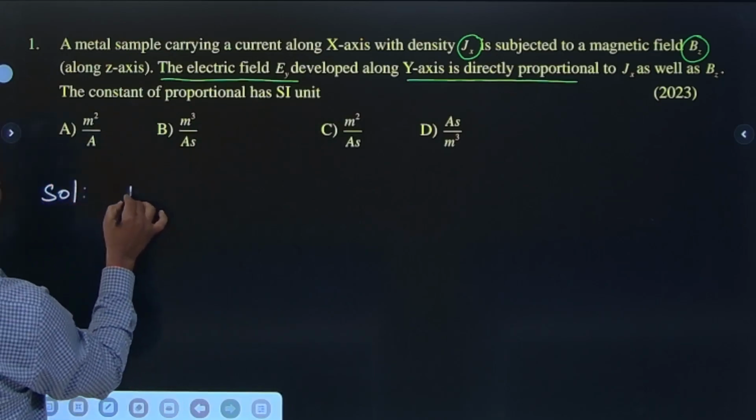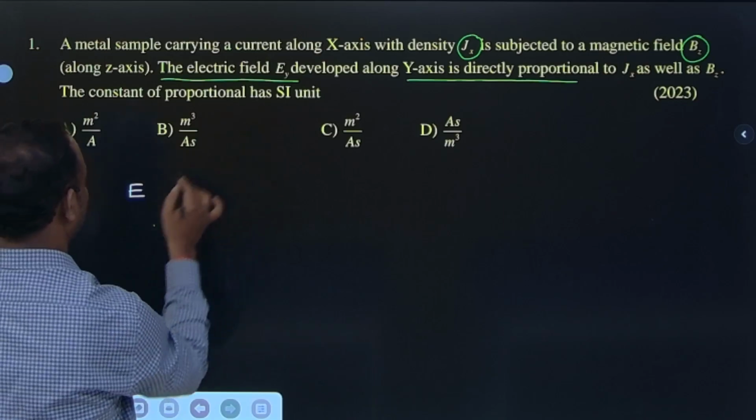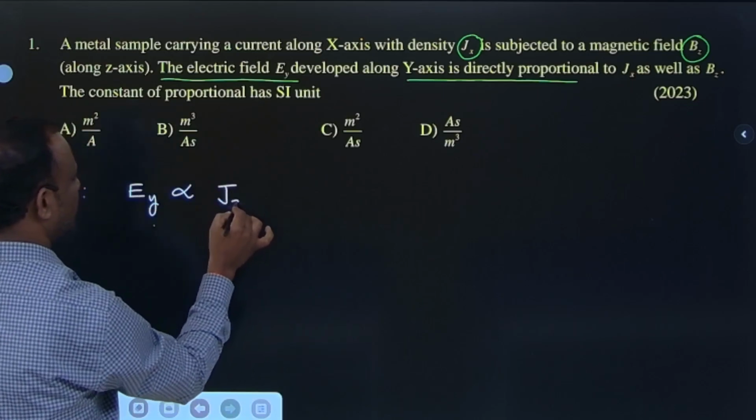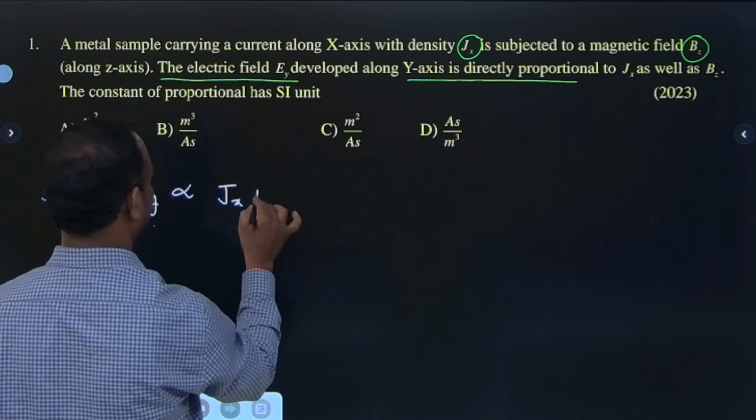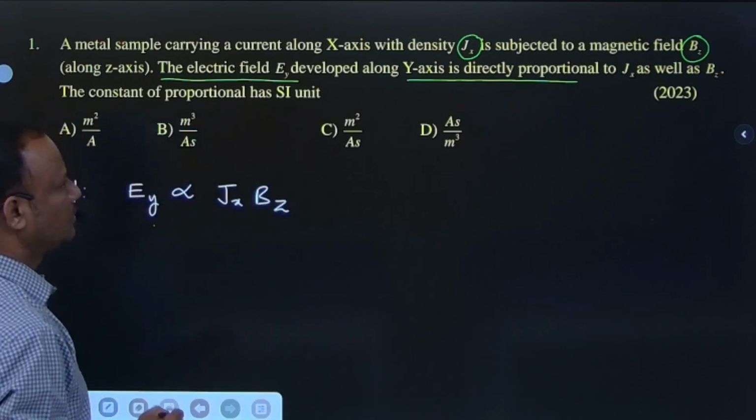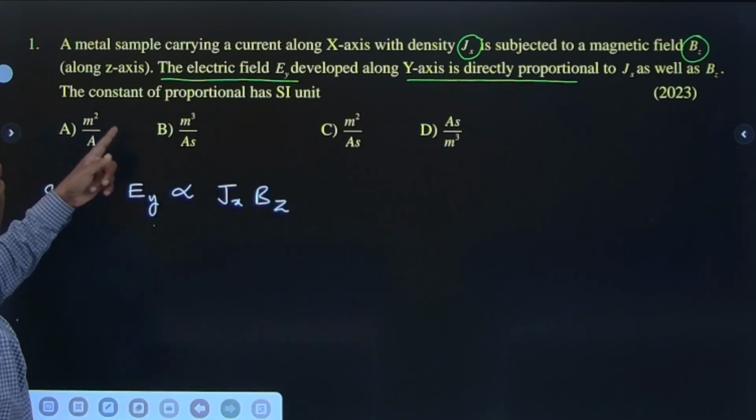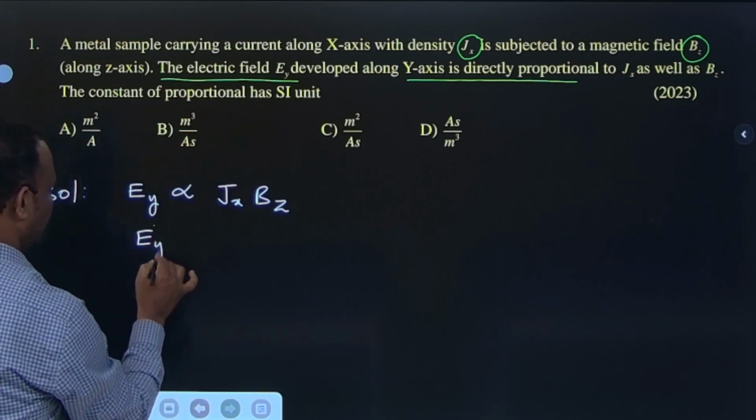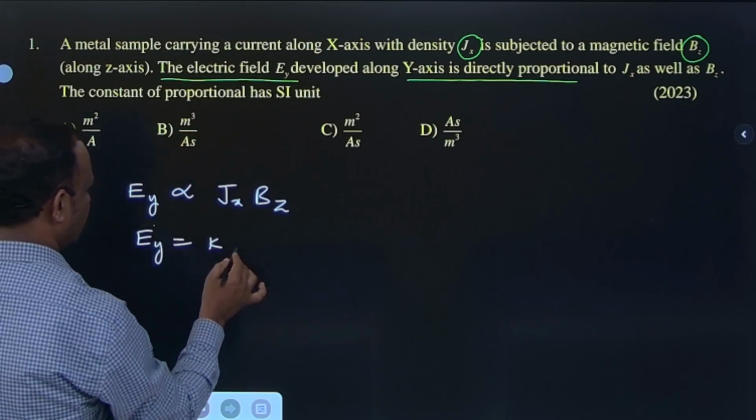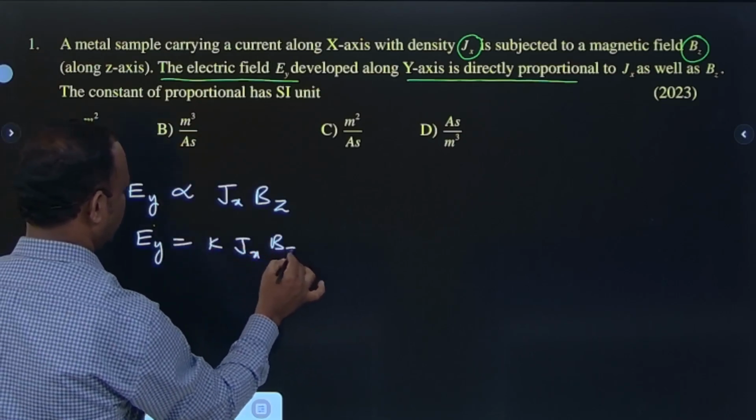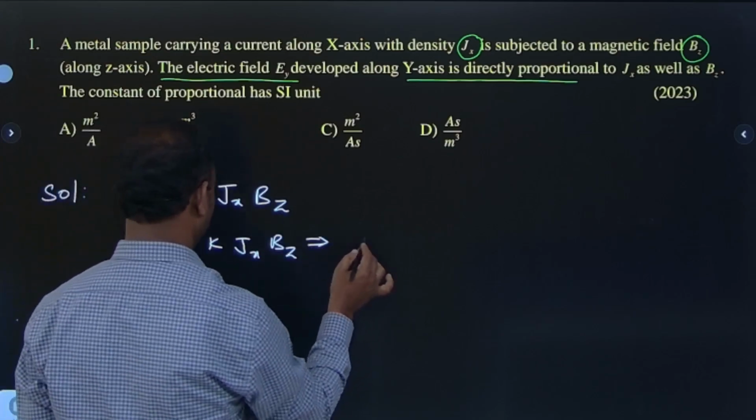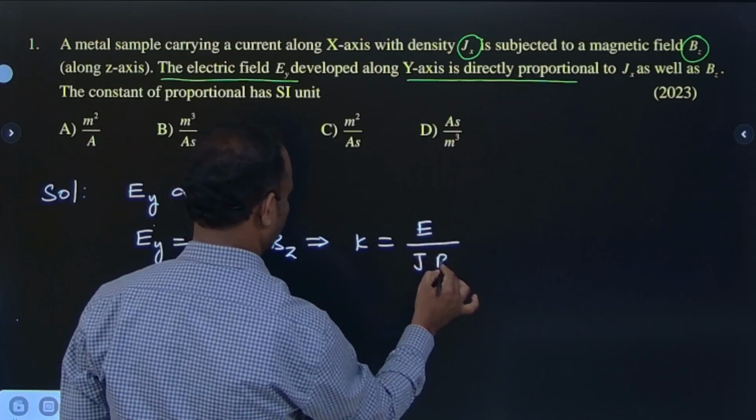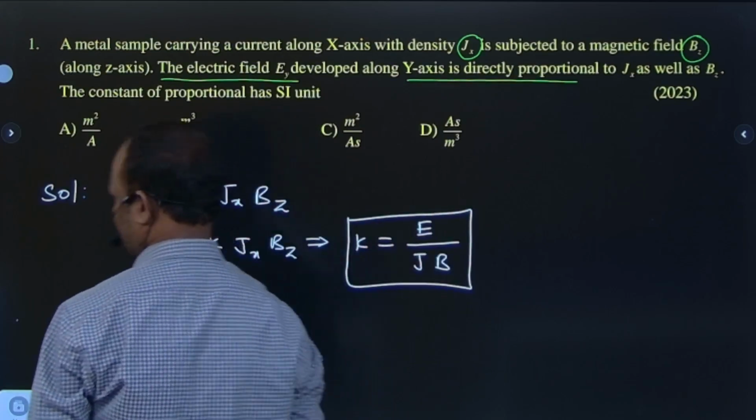The electric field E along the y axis is directly proportional to Jx as well as Bz. The constant of proportionality has an SI unit. What is the constant? E equals some constant K times Jx Bz. So K is equal to E by J B.